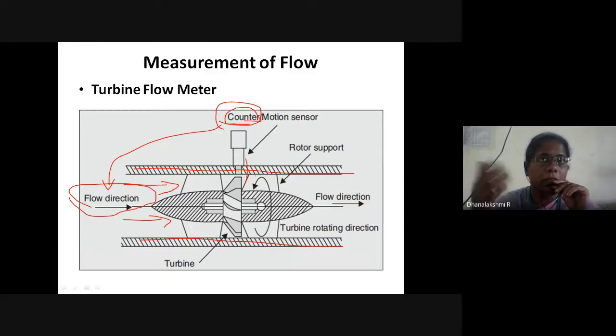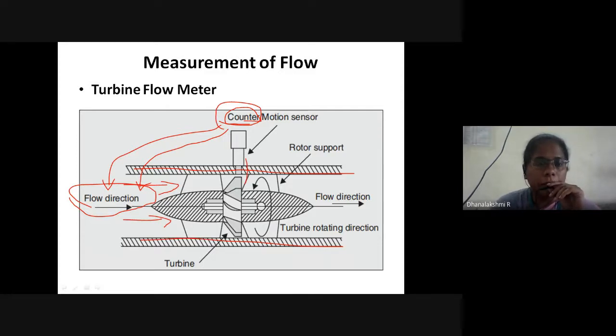This rotating magnetic field is near your pickup coil, so it will induce an electric pulse. That pickup coil is connected to the counter, so the electric pulse will be counted by the counter. The final output of the counter will be proportional to the flow of the liquid, not the direction. So this is how the turbine flow meter works.